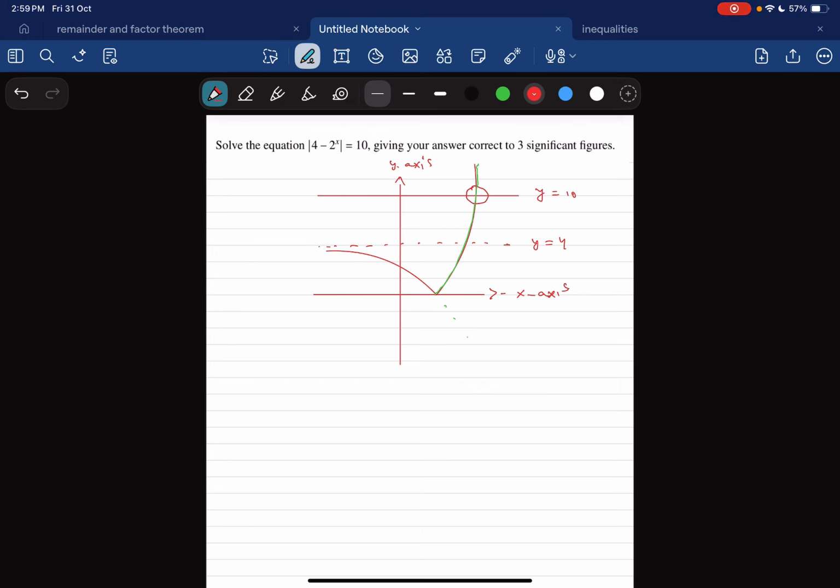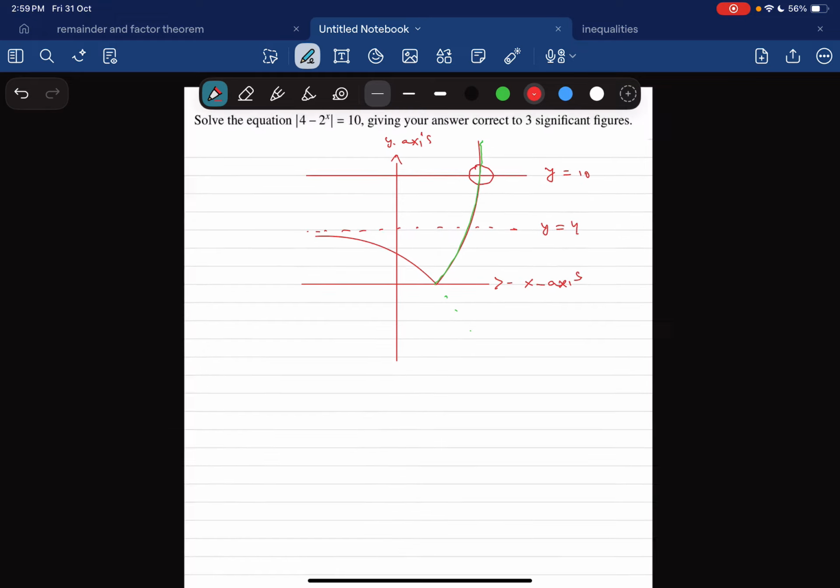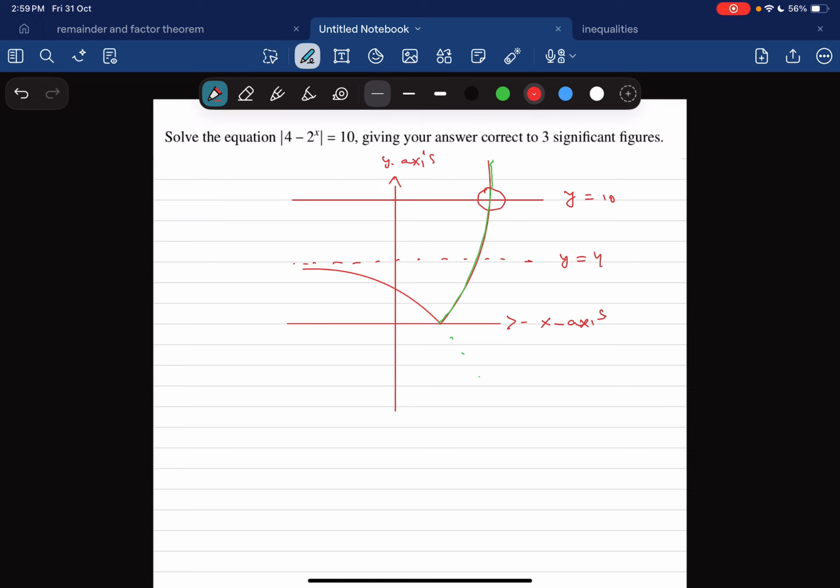This is question number 1: absolute value of 4 minus 2^x is equal to 10. The diagram of this one is like this. If you understand the diagram, that's best. If you are not understanding, that's okay, no problem. First we make a graph of 2^x, we reflect it, then we shift it vertically 4 up, then we reflect it at the x-axis. You must reflect it at the x-axis because that is the absolute value, equal to y = 10. There is only one intersection, it means we have only one answer.